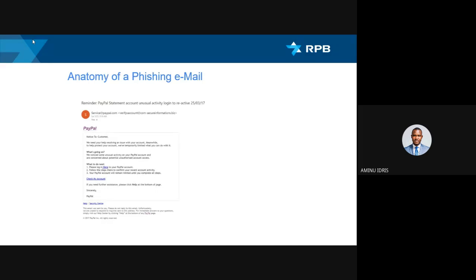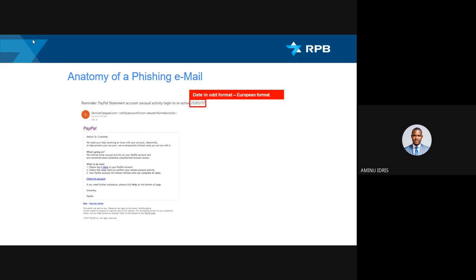The next is action. What to do to rebut it? Please log in here. Look at it, it is not a real link that was exposed. It is a hyperlink to your PayPal account. And then second instruction, follow the steps there to confirm your recent account activity. Third, your PayPal account will remain limited until you complete all the steps. Check my account and some other information there. So what are the criteria to follow to identify that this is a phishing email?